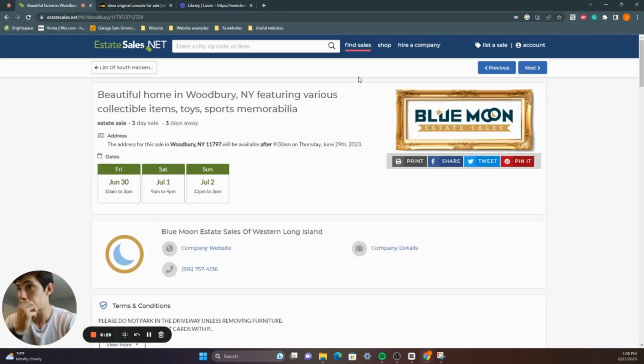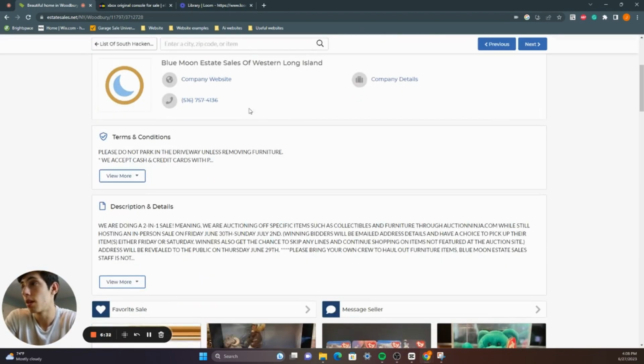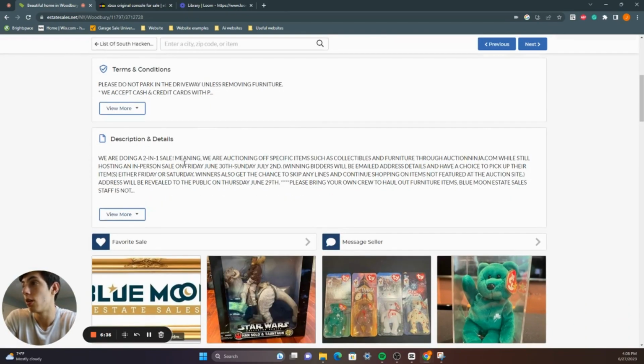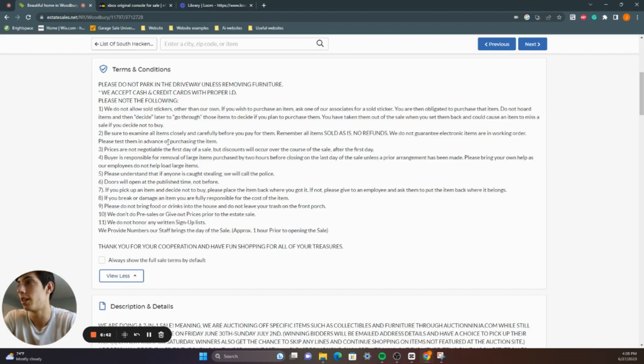So there we go. We can see the company running it is called Blue Moon. You can see their company website and their phone number if you need to call them. Something also very important is their terms and conditions. Please read this if you're going to their sale, because there's a lot of important information, like, we do not honor written signups. So you can determine whether you need to find a sign-up list or get there early. Don't steal. You can see that they usually don't negotiate on the first day, which is important to know if you're trying to get deals on the first day. No sold stickers of your own, if you're going to put sold stickers on items you didn't buy yet. Just important rules and conditions you need to follow.